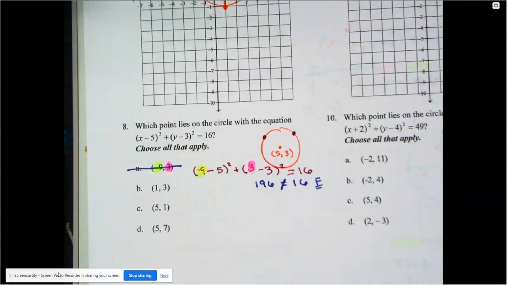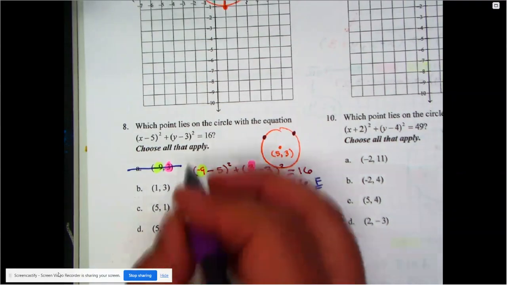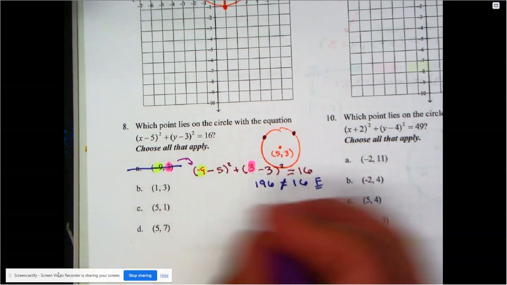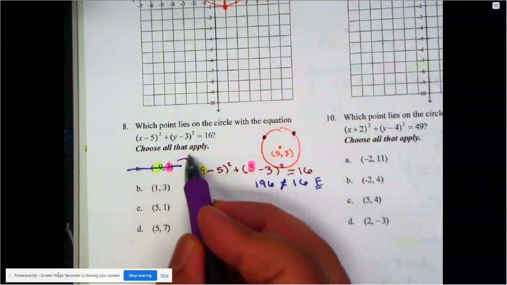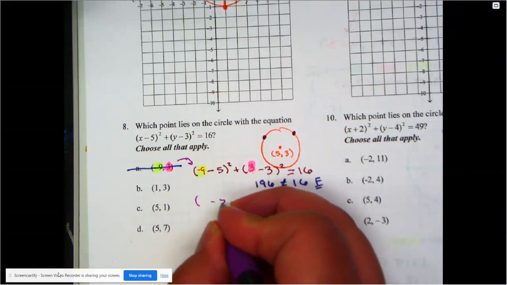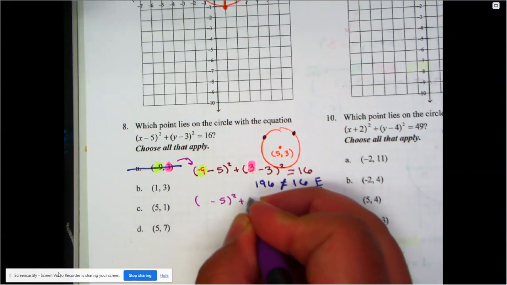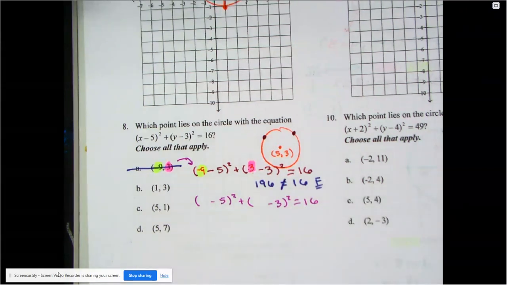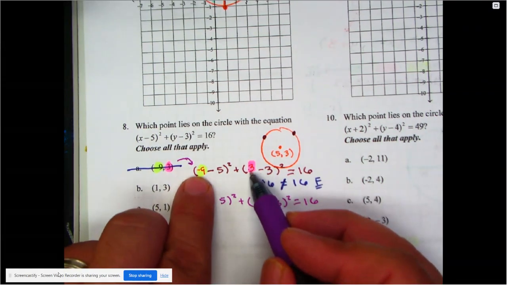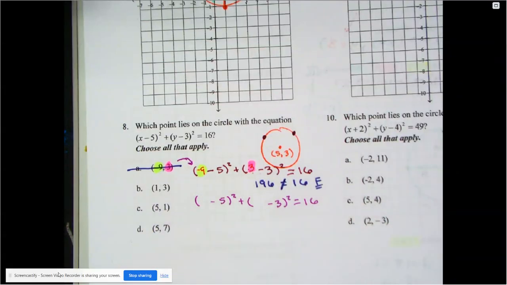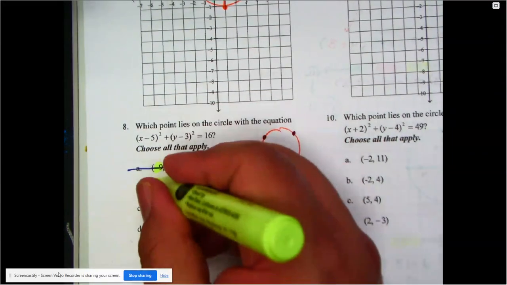But that doesn't mean I'm done. I'm going to do this again. I already checked this point, right? We already checked this one. So now I have to do it again. Remember to choose all that apply. I have to do it for all of them. But Desmos, the great thing about it, even though here I'm going to write it over and over and over again, on Desmos, you don't have to do that. You're just going to change this number with the new ones. That's why you don't delete the whole thing on Desmos, so that you can do it a little bit faster.